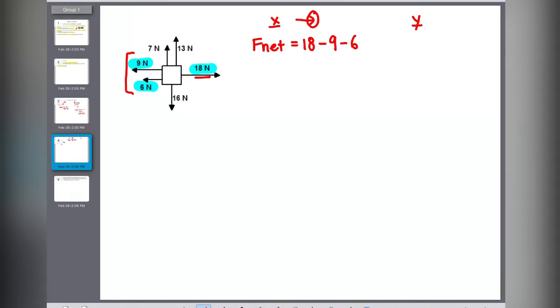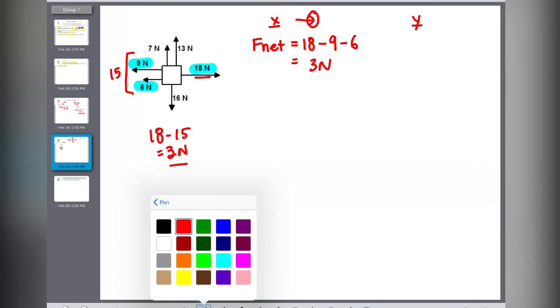It's 9 plus 6, and it's 15, right? So it's almost like I got 15 to the left, 18 to the right. So if I say, what's the net force? You would probably look at the picture and be able to get me 3 newtons. So let's do the math here. 18 minus 9 minus 6 equals 3 newtons. So this is the way to do it.